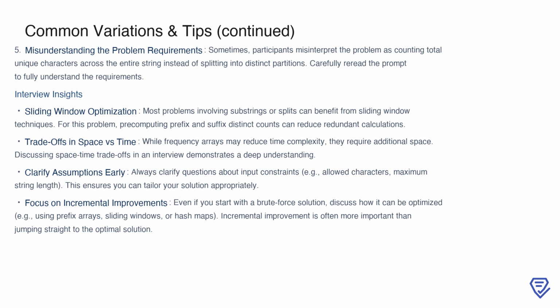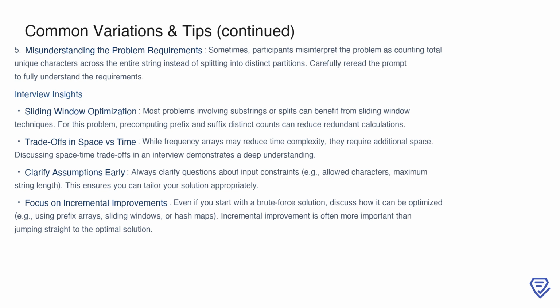Now, when solving problems like this, sliding window techniques are often the key to optimization. By pre-computing prefix and suffix distinct counts, you can eliminate redundant calculations and significantly improve efficiency. It's also important to weigh the trade-offs between space and time complexity. For example, frequency arrays can reduce time complexity but require additional space. In an interview setting, discussing these trade-offs demonstrates a strong grasp of the problem.